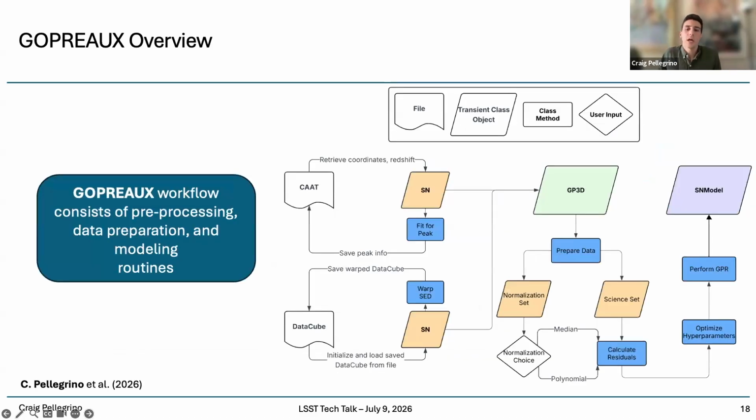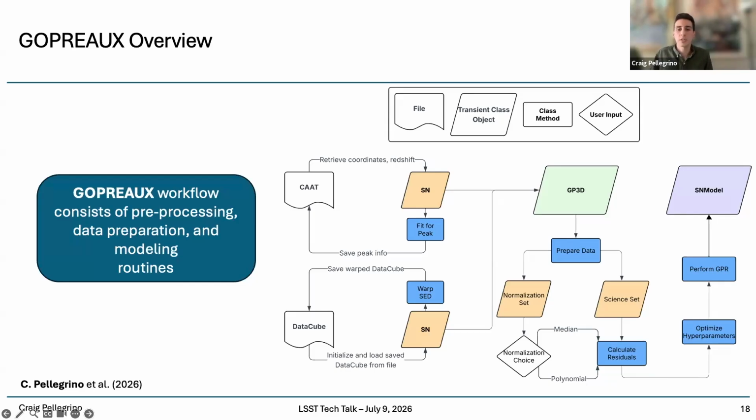So here's an architecture diagram that shows the typical GoPro workflow. This really consists of three steps. There's a pre-processing step, which happens first. This is when each object gets fit for its light curve peak, and its data gets transformed into a rudimentary 3D representation of a time-evolving SED.